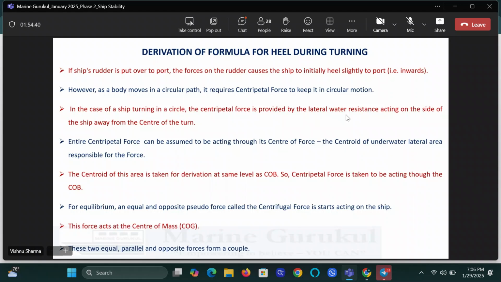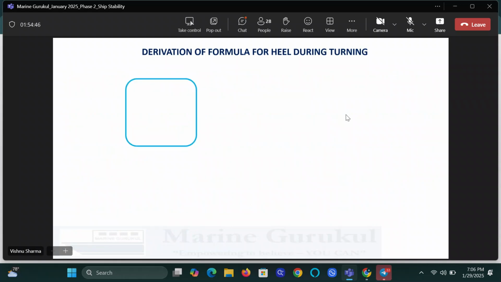So we are not talking of this heel. We are talking once she settles in a circular motion. Now see here. Here is the ship. Here is the center line. This is the center of buoyancy. Here is the center of gravity. Now you have put the ship, she's going in a circular turn to port.